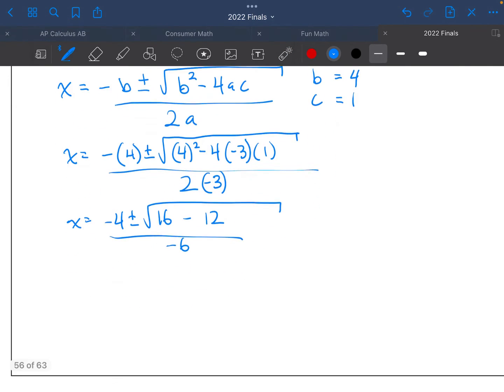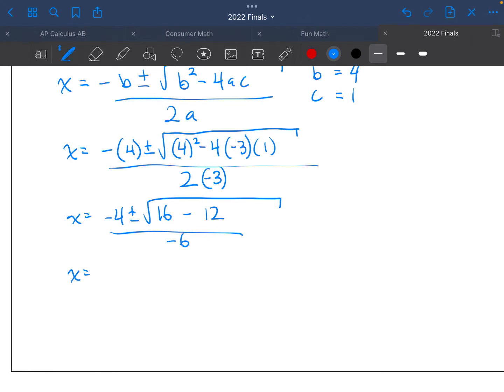All right, and simplify a little bit more. X is equal to -4 plus or minus the square root of 4 all over -6. And that's going to be x is equal to -4 plus or minus 2 all over -6, and we're ready to do our two different problems.